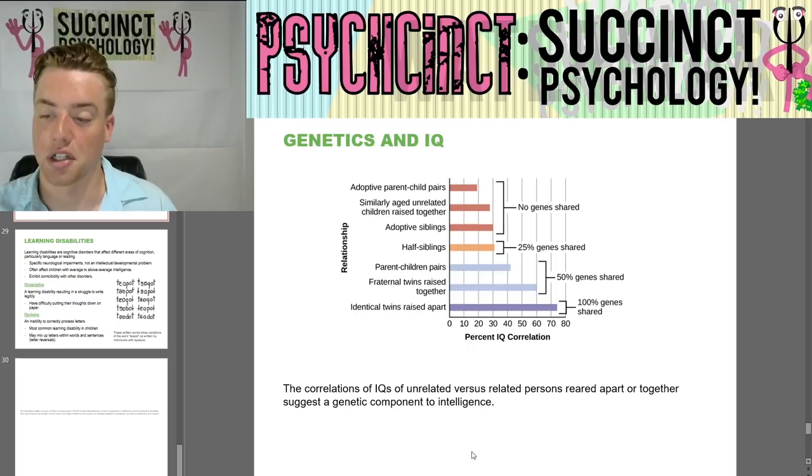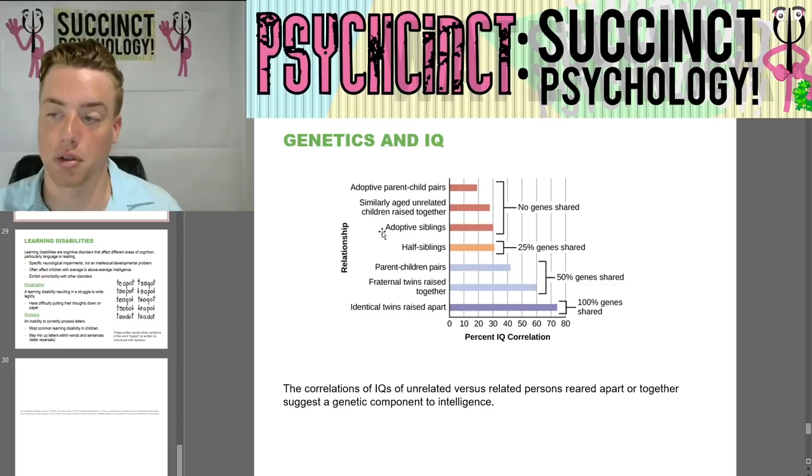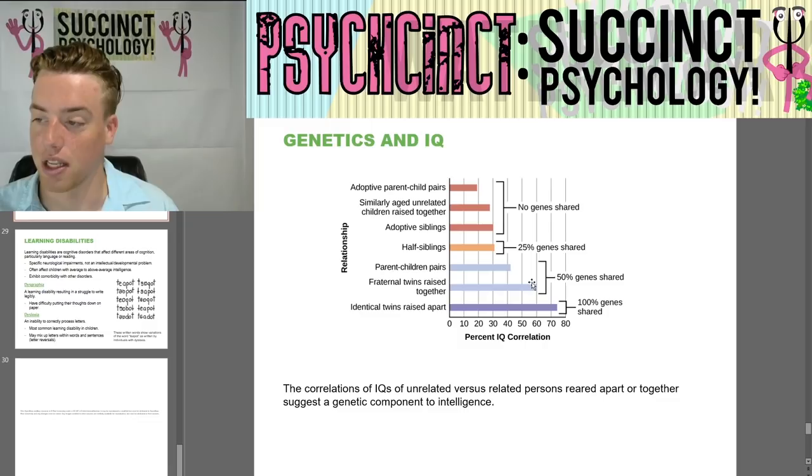So you can look at this. You have adopted parent-child pairs. They have no genes shared with similarly aged unrelated children raised together. They also have no genes shared with adoptive siblings. And so down here you have your percent IQ correlation. So half siblings have 25% genes shared. Parent-child pairs and fraternal twins raised together have 50% of their genes shared. And then identical twins raised apart still have 100% of genes shared.